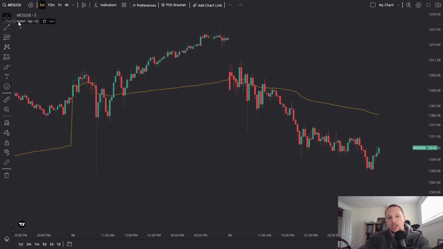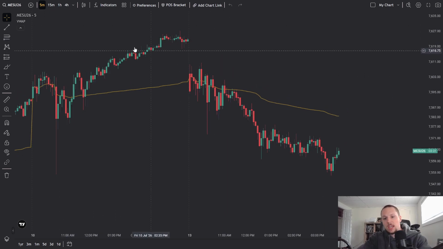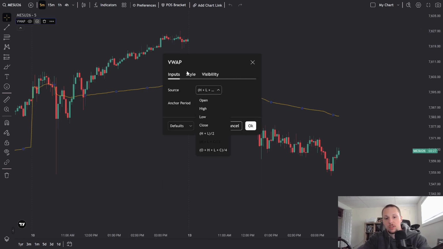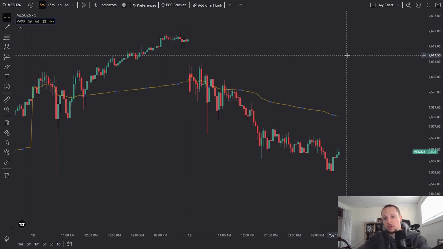Once again, we are trading micro ES, so essentially the price of the S&P 500, micro ES futures. I'm using regular trading hours on my chart, and I have one indicator on the chart. It is the VWAP line, which is unadjusted. These are the settings in case you're curious.